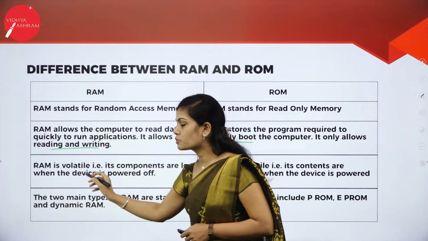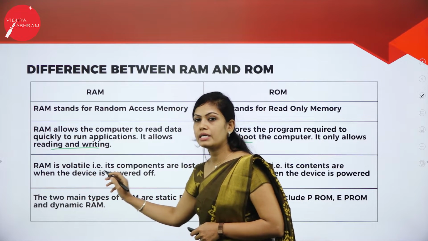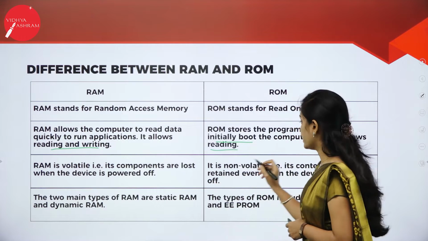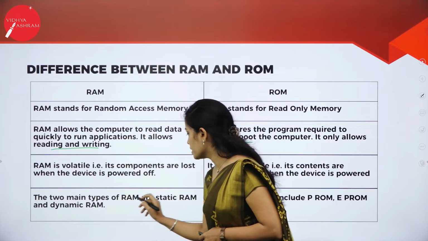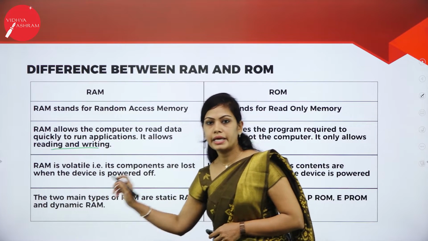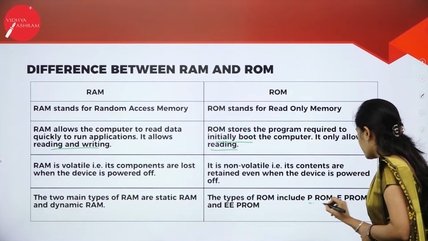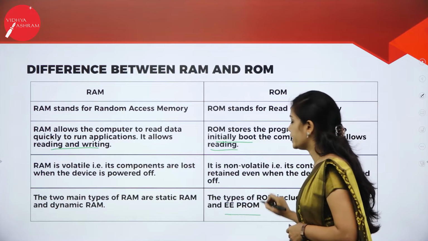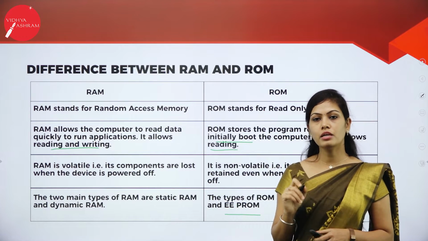RAM is volatile memory because its contents are lost when the device is turned off, and ROM is non-volatile memory. The main types of RAM are static RAM and dynamic RAM, and the types of ROM are PROM, EPROM and EEPROM. These are the differences between RAM and ROM.